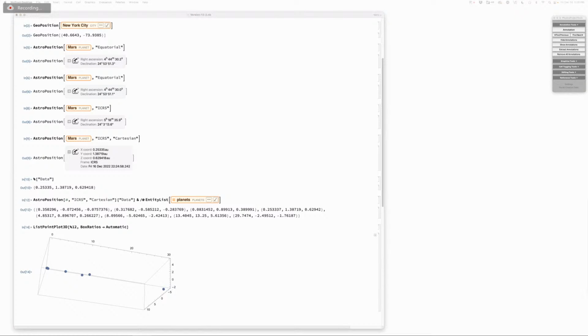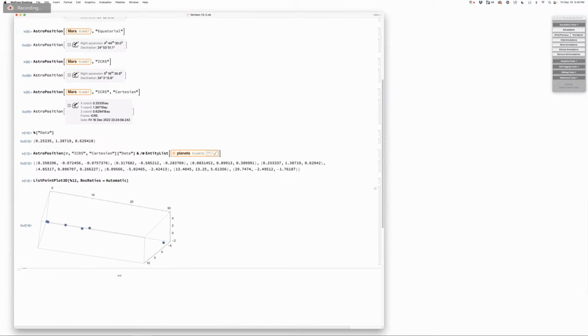All right, and we can do the same kind of thing for lots of other kinds of bodies in the solar system. Let's get the position of Ganymede or something like this.